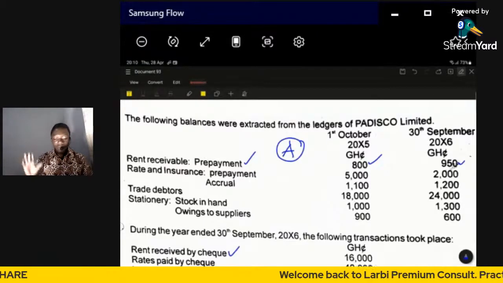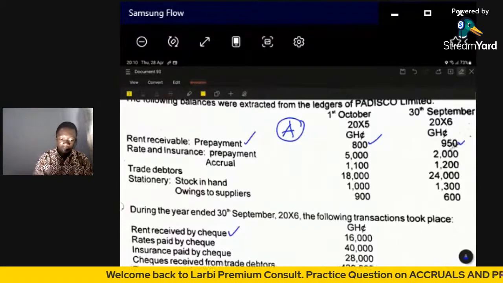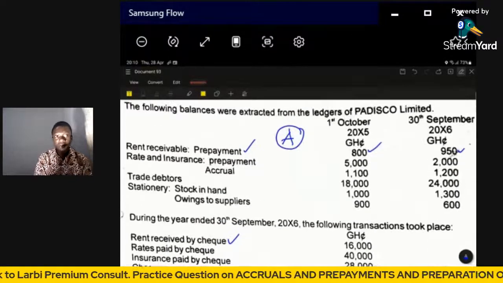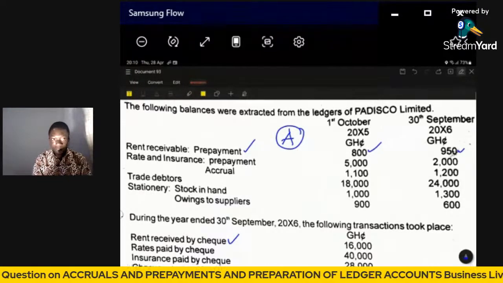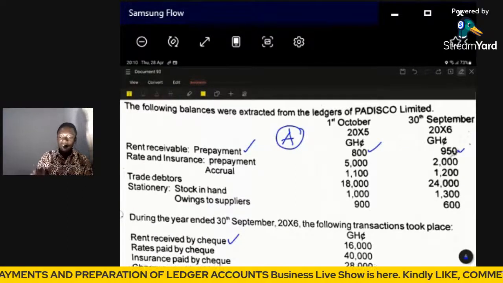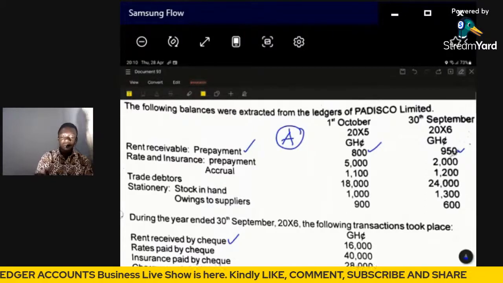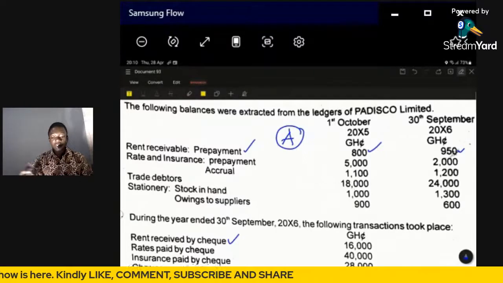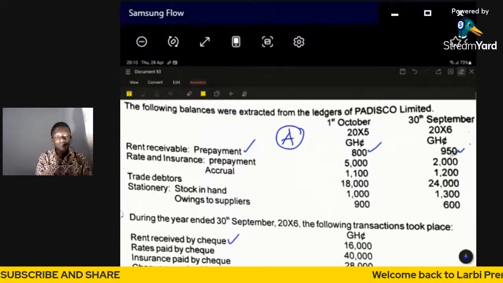Generally, it's an expense. So let's see how we record the information here as regards to rates and insurance. On 1st October, rates and insurance, we're having a prepayment of 5,000. This 5,000 was an amount that was paid by Padisco for, let's say, the previous year. But Padisco hasn't enjoyed the benefit of this expense that it has paid for. Is that okay? So it becomes a prepayment.